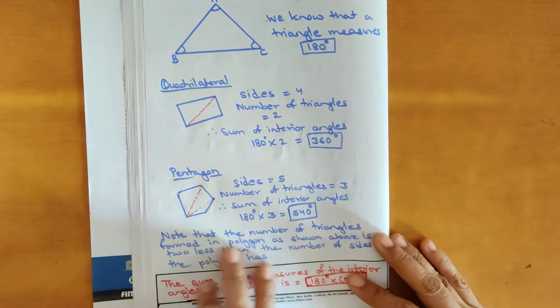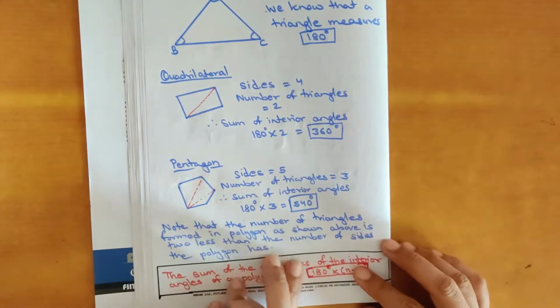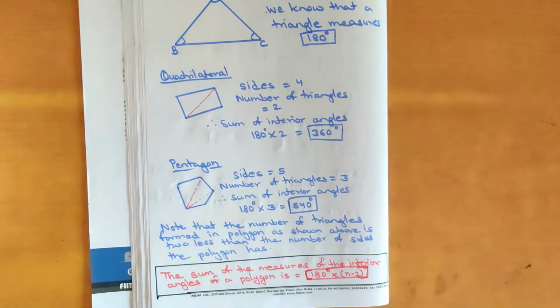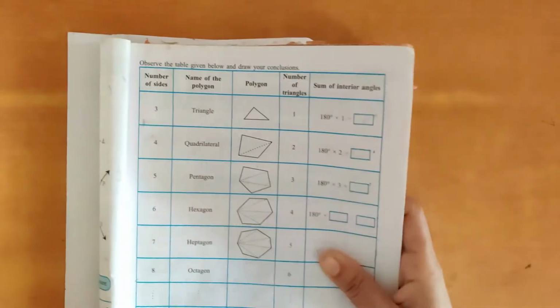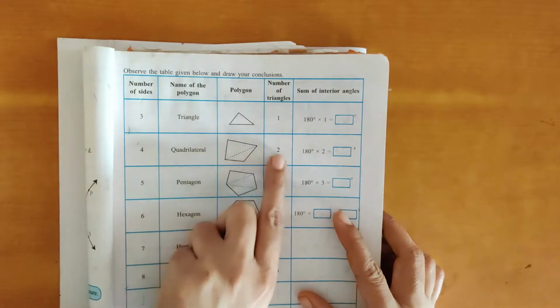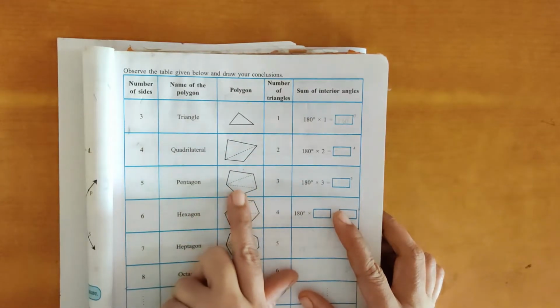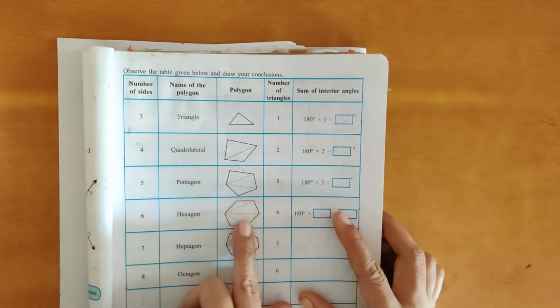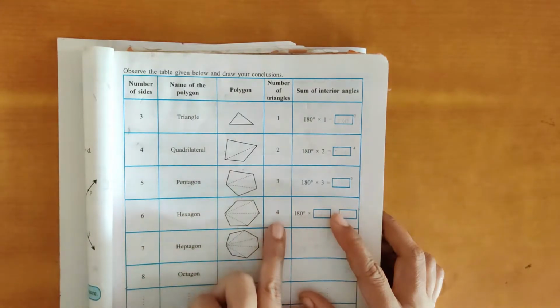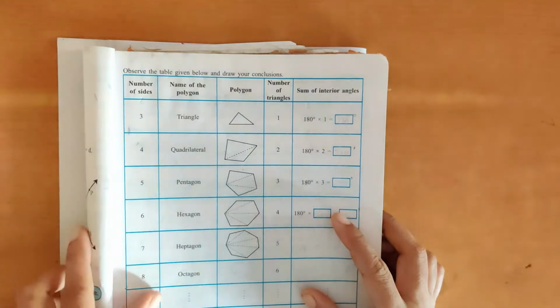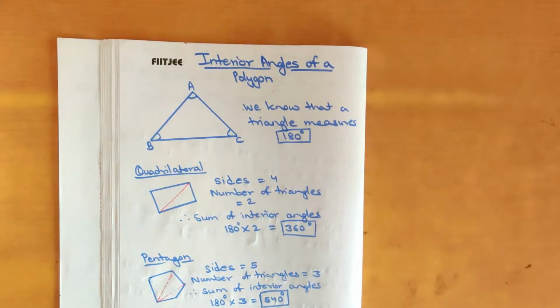Note that the number of triangles formed in a polygon as shown above is 2 less than the number of sides the polygon has. For example, a quadrilateral, how many sides are there? 4 minus 2, so you get 2 triangles. Pentagon, how many sides? 5. 5 minus 2 is 3. Hexagon, how many sides? 6. 6 minus 2 is 4. Heptagon, how many sides? 7. 7 minus 2, how many triangles will you get? 5. And so on. So you have the formula for that.